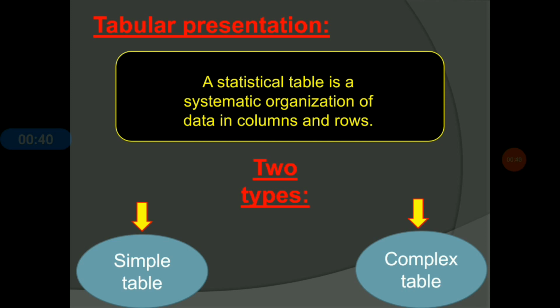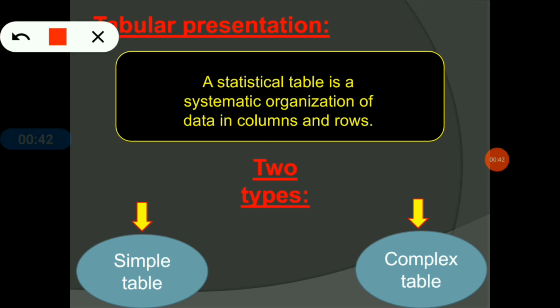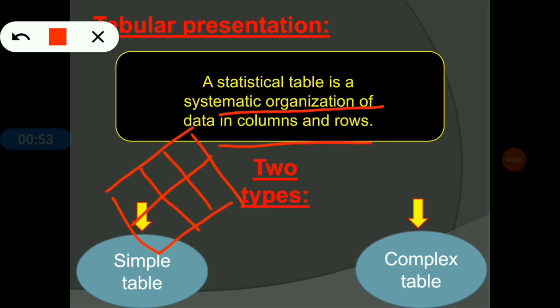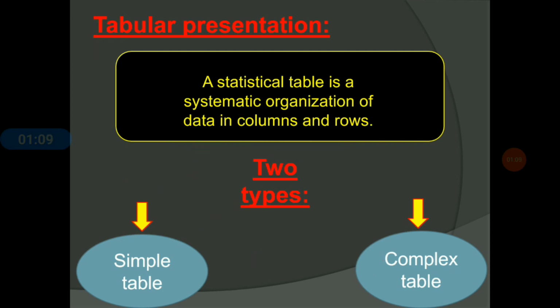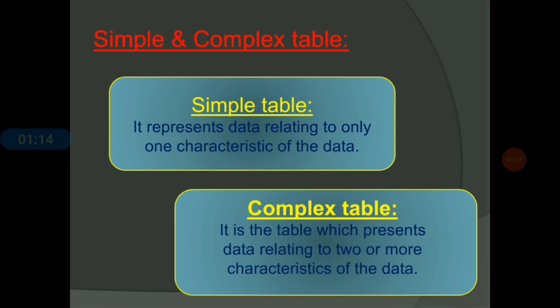So what do you mean by a statistical table, learner? A statistical table is a systematic organization of data in columns and rows. So this is the graphical demonstration of the statistical table. There are two types of statistical table. The first one is a simple table and the second one is a complex table. Now we go to the next slide where we explain the definition of the simple table and the complex table.